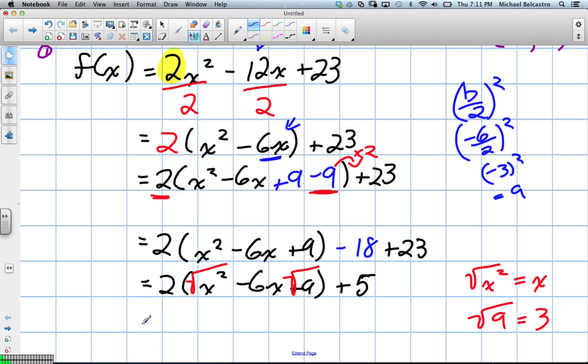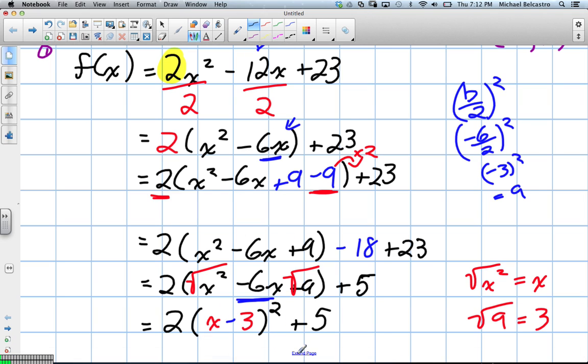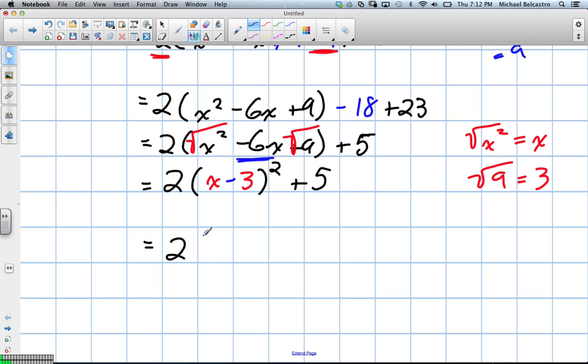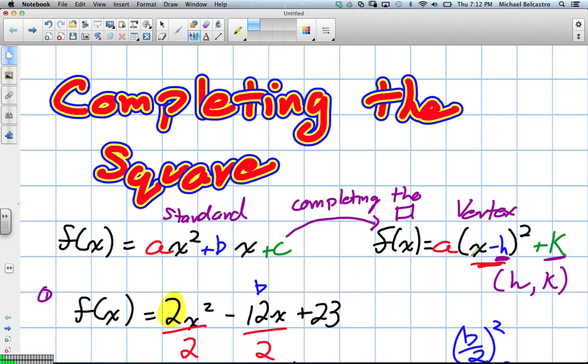So in my one bracket that we know is going to be squared, with the plus 5, I'm going to have x and 3. Now I don't know if it's a plus or minus yet. The way I figure that out is by looking at the middle term. If this is a negative, it becomes negative. If it was positive, it would have been positive. So our vertex form is 2 times x minus 3 squared plus 5. So we've just turned our standard form into our vertex form.